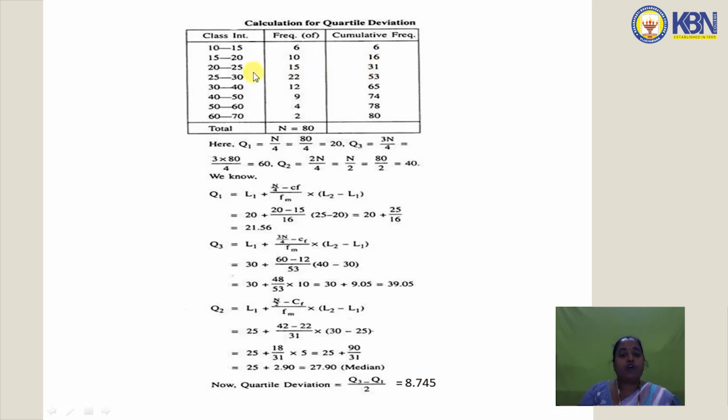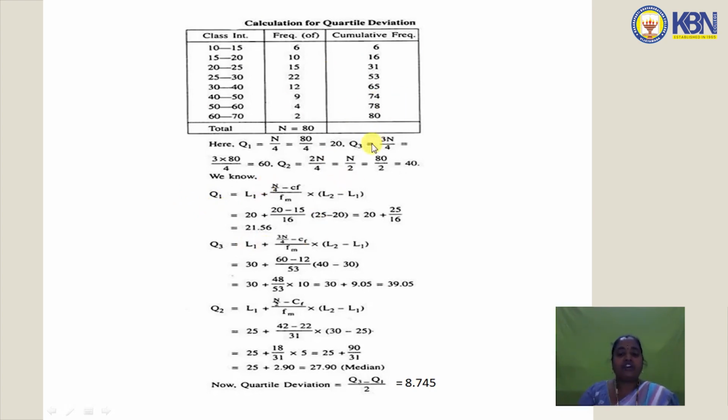The corresponding class interval, 20 to 25, is the first quartile class, and f1 is 15 and CF1 is 16, and h is the height of the interval, which is 5. By using these values we calculate Q1.